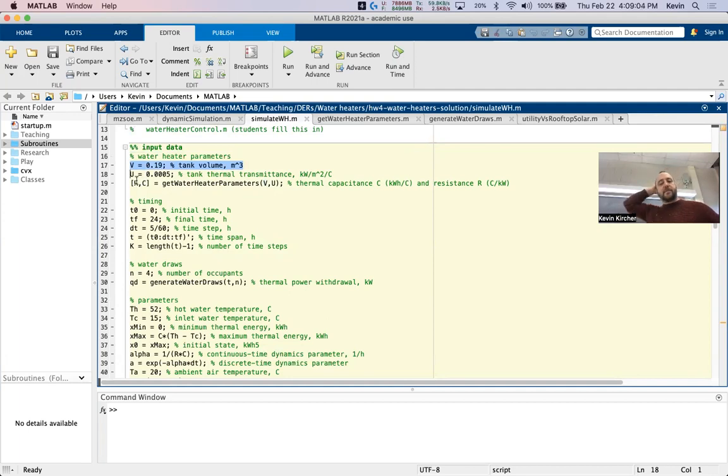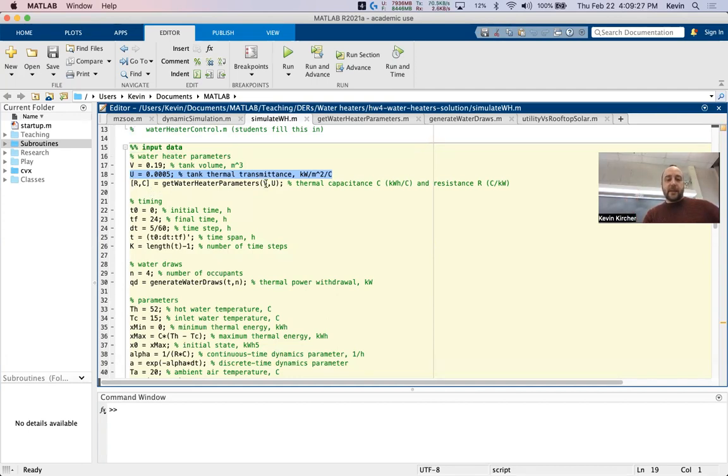If you talk with normal people and ask them how big a water heater they have, they'll say, I don't know. But if they do happen to know, they'll say, oh, I have 50 gallons or I have 80 gallons or something like that. So typically it's a volume measure. And then U here is the thermal transmittance of the insulation in the tank wall. So the resistance is equal to 1 over UA.